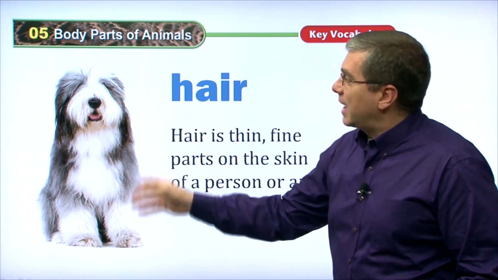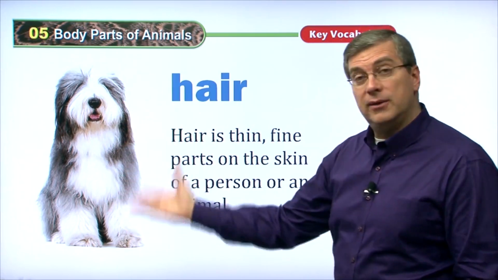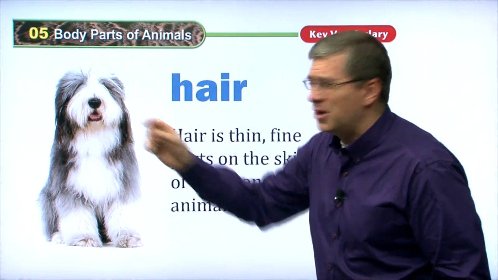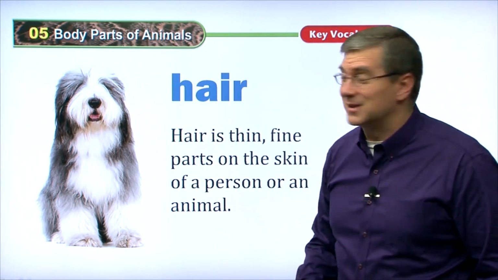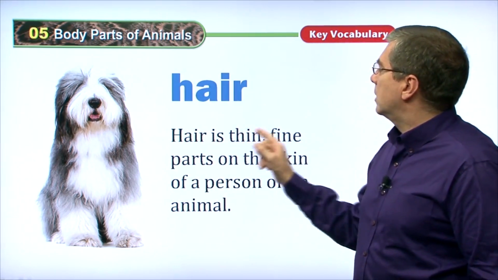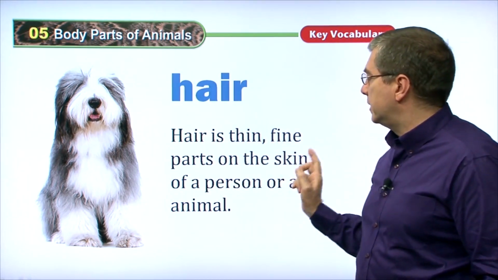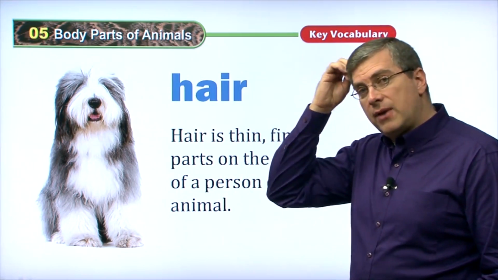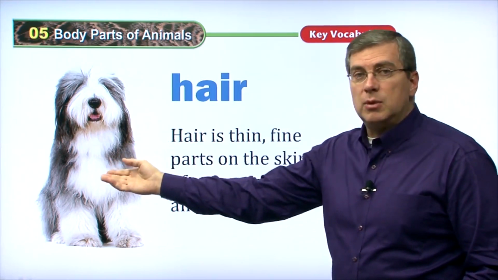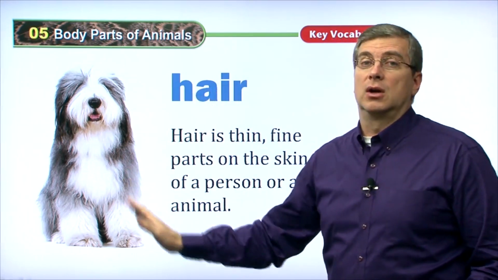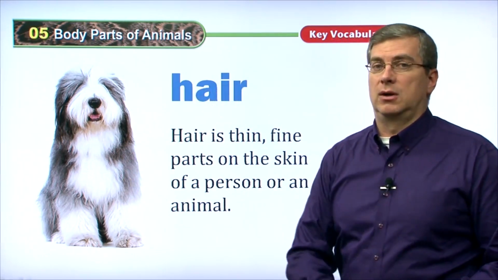So, this dog has a lot of hair. We can call it fur, but we can also call it hair. In fact, he has so much hair, we can't even see his eyes, right? He's very cute, though. Cute dog. Hair is thin, fine parts on the skin of a person or an animal. So yes, we have hair. Dogs and animals have hair, but only animals have fur. People do not have fur, okay?